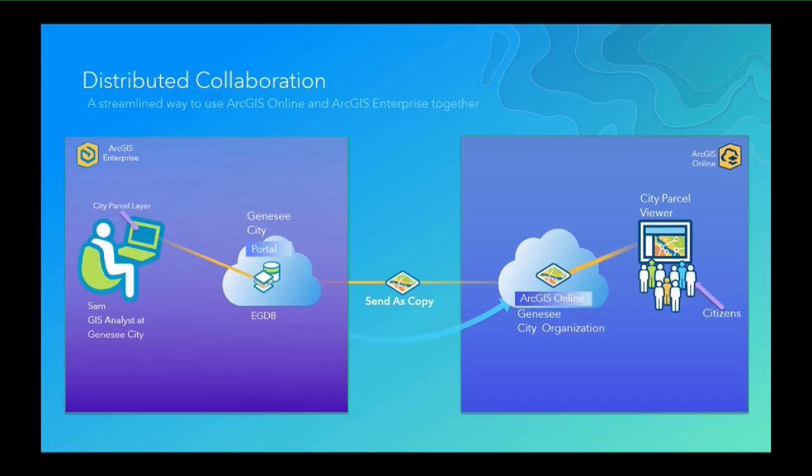But if you see, we've got Sam, he's a GIS analyst at Genesee City, and he's managing a parcel layer that's in his enterprise geodatabase on his enterprise portal. He really wants this data to be accessible to the citizens of Genesee City via the web, so using ArcGIS Online, but also wants to make sure that he's managing it in his internal database system so other internal users can access that database. So what he's going to do is set up collaboration so that it sends a copy of that data over to the ArcGIS Online organization and displays in this parcel viewer for his citizens.